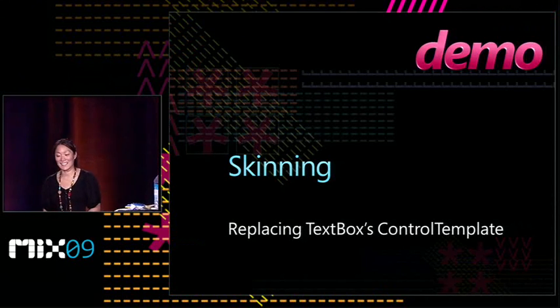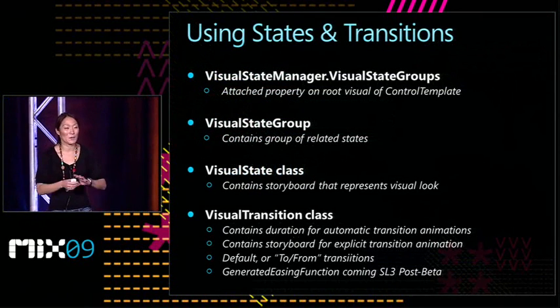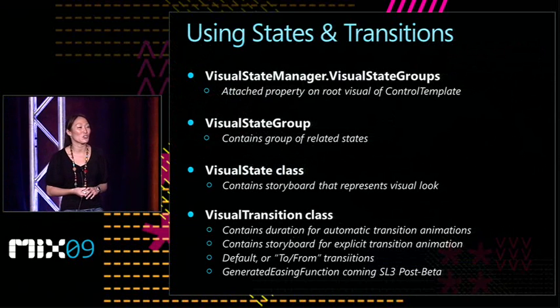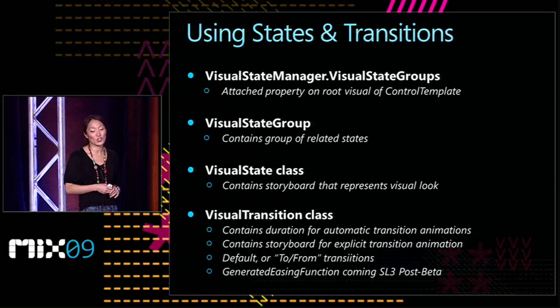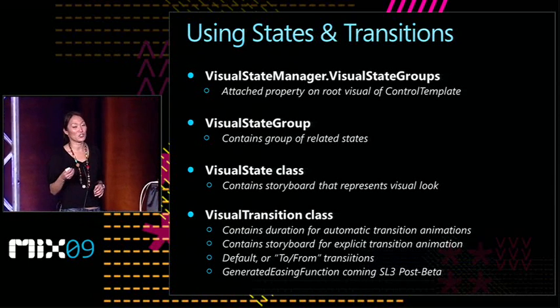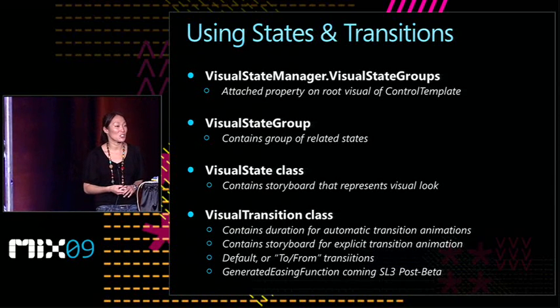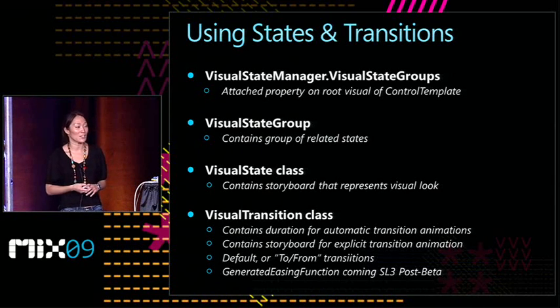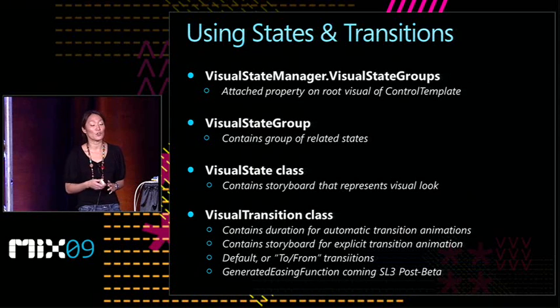So that is skinning. You can see in that we are able to completely replace the look of a control by supplying a control template. And then inside of that control template, you can specify how the control should look in different visual states using these elements. So VisualStateManager.VisualStateGroups is where you define your different state groups. The VisualStateGroup element is where you define sets of mutually exclusive states. And the VisualState element itself is where you provide a storyboard to say what your control should look like in that particular state.